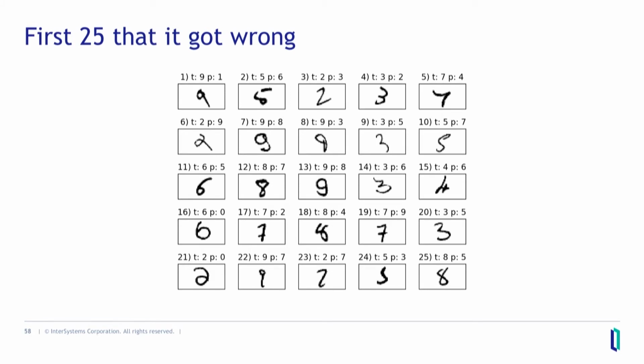Here are the first 25 that it got wrong. Okay, so you can see the 9 and the 5. But you can see the others. I don't know what this is. I guess that's a 5. That's what the student said. A lot of these students, they're not that good, you know. Not everybody gets A's in school.